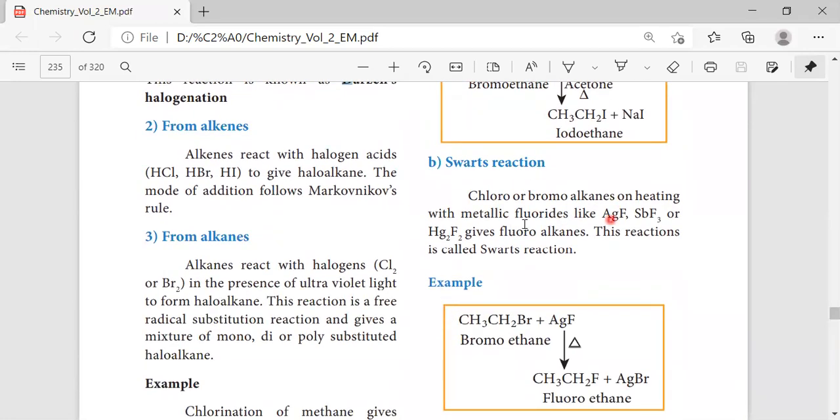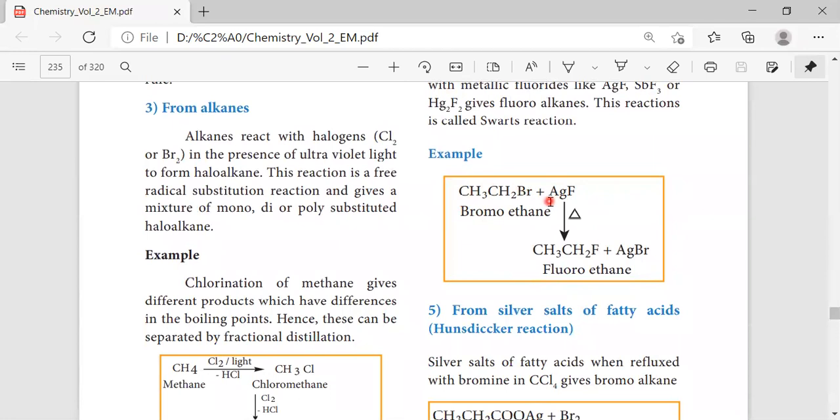Next comes the Swarts reaction. Here in Swarts reaction, chloroalkane or bromoalkane on heating with metallic fluorides gives fluoroalkane, the reagents being like silver fluoride. Here let us take an example. Bromoethane on reaction with silver fluoride leads to form fluoroethane with the elimination of silver bromide. Okay, here this AgBr gets removed and this fluorine attaches to this, so that we are getting the product.